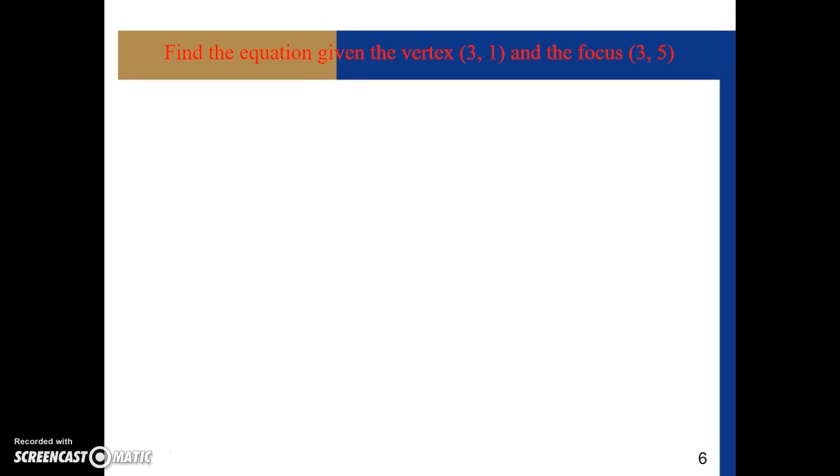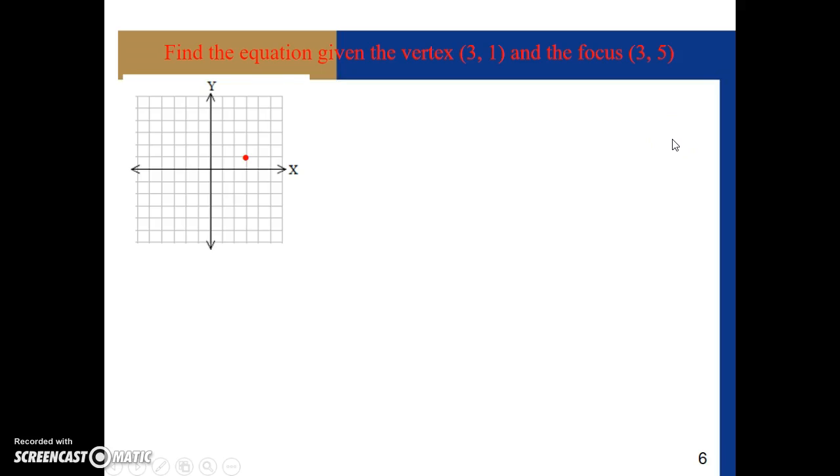Find the equation given the vertex and the focus. So the vertex is the point (3, 1), the focus is the point (3, 5), so the vertex and the focus lie on the same vertical line. I know the focus is inside the parabola, so this is a parabola that's going to open up. And so I know I'm going to have an x squared term. I know I'm going to have a single degree y term. I know we open up, so that 4 times a is going to be positive. So lots of information that I can find there.